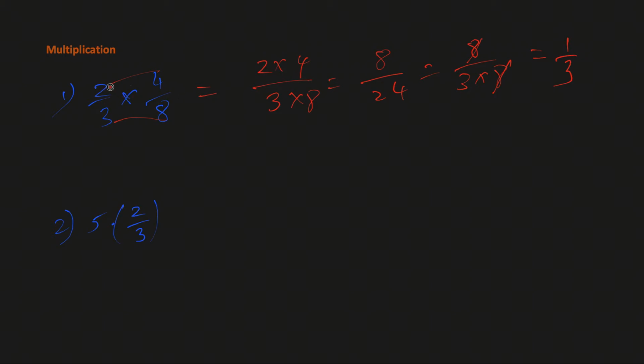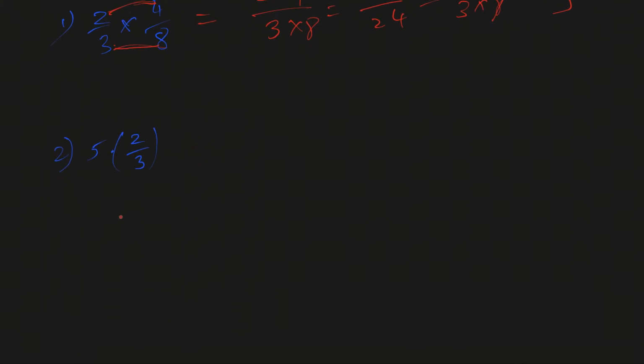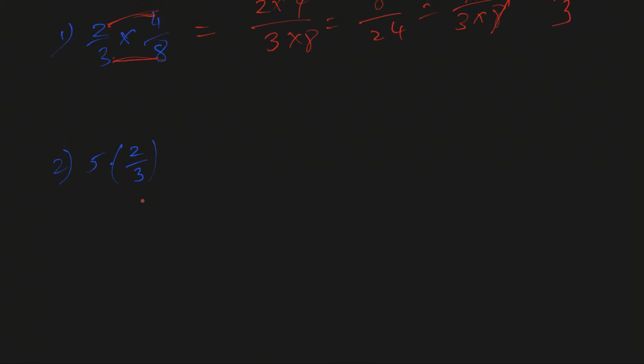So multiplication is just multiplying numerators together and multiplying denominators together. And sometimes you would find within multiplication some form of parentheses. Parentheses is nothing but 5 multiplied by 2 over 3. Or we can say 5 is nothing but 5 over 1 times 2 over 3. Then this question becomes similar to the first one, where we multiply all the numerators together and all the denominators together. So we get 10 over 3. And that's just multiplication. That's it.